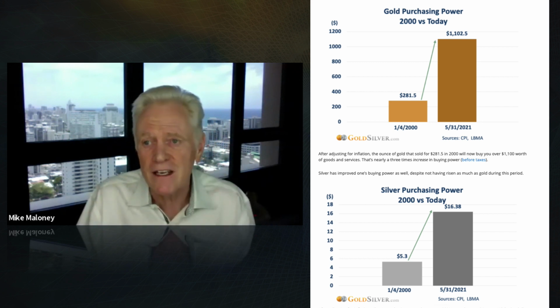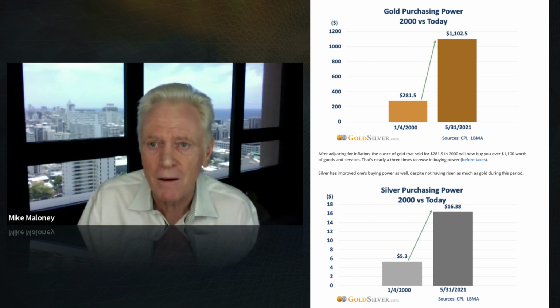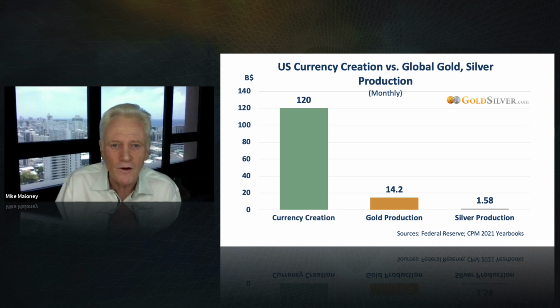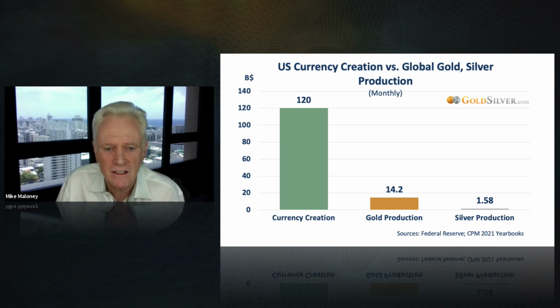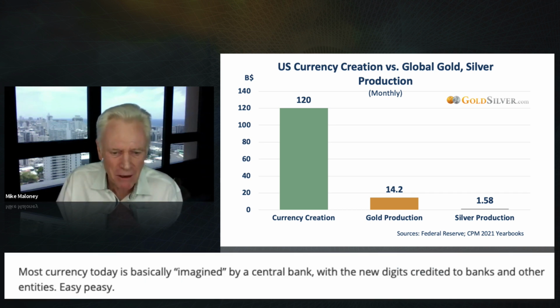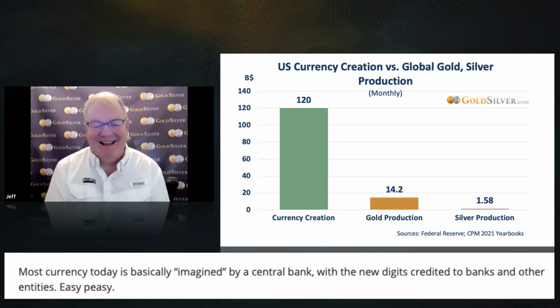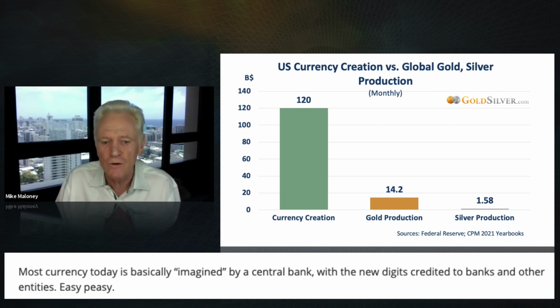The other thing I have to say about this article: you talked about the creation of currency every single month, the $120 billion in bonds every single month. Well, they're counterfeiting currency into existence. I like where you said that most currency today is basically imagined by a central bank. Great writing. And they do imagine this stuff into existence, but to get it into circulation, they buy something real with it. This is the immoral thing.